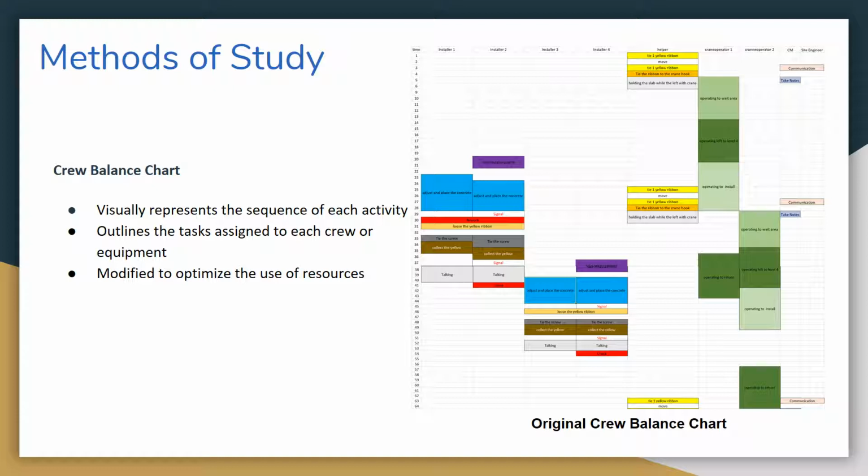A crew balance chart visually represents the sequence of each activity in a typical cycle of a construction operation. It outlines the tasks assigned to each crew or equipment involved in the construction activity. A crew balance chart can be modified to optimize the use of resources.